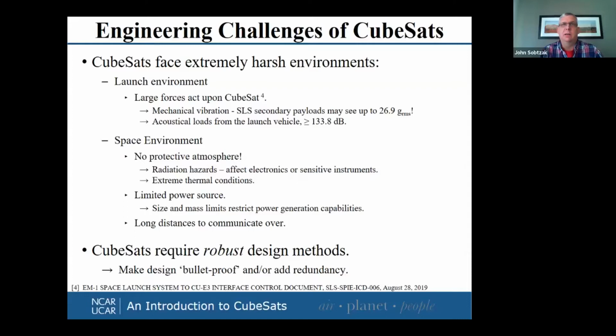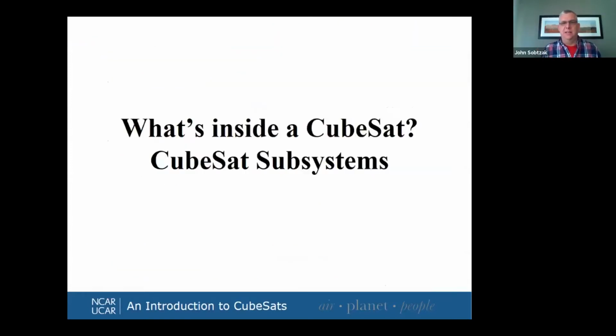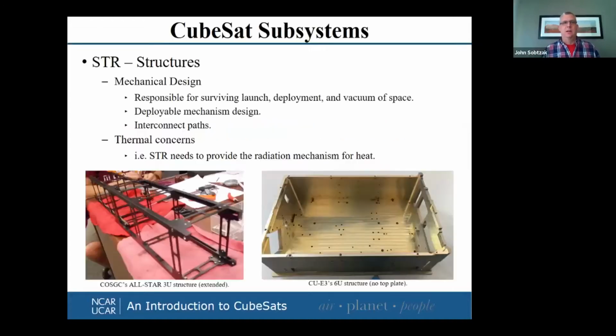A more common approach to make something very robust is to add redundancy. Not only does redundancy add a backup, but it's much cheaper than trying to buy expensive rad-hardy electronics. You can fly off-the-shelf electronics, but use multiple copies for a fraction of the price. So those are some of the challenges I want you to keep in mind as we talk about what's inside a CubeSat and the subsystems that actually make up a CubeSat bus.